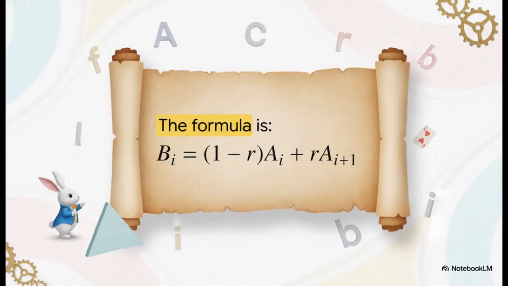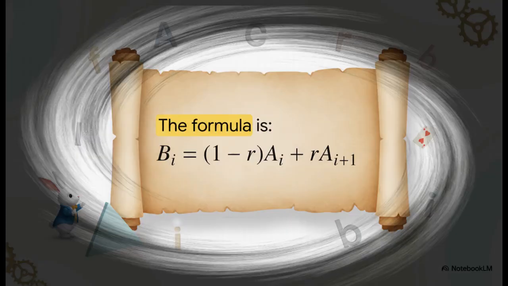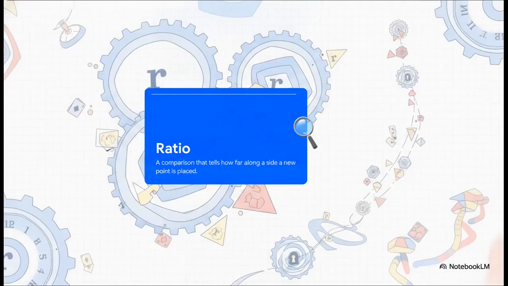B sub i equals (1 minus r) times A sub i plus r times A sub i plus 1. Okay, I know, that sounds like total alphabet soup, but let's decode it simply. The A's just represent the two corners of the side you're working on. The B is the brand new point you are drawing. This equation is literally just the mathematical way of saying, start at one corner, slide a specific percentage of the way down the line, and draw a dot. That's the whole shebang.